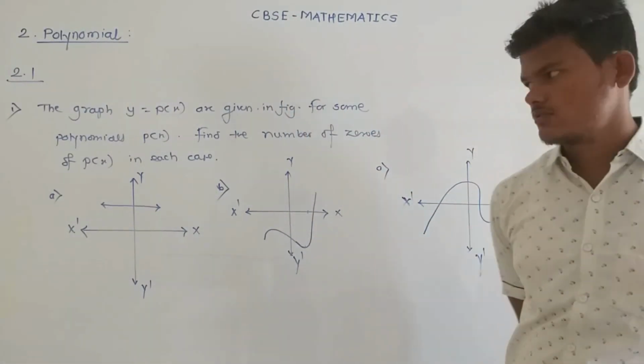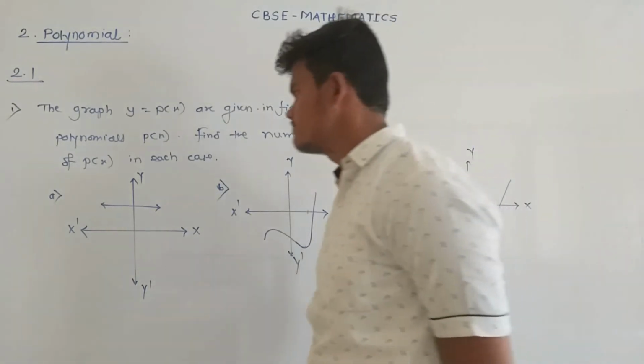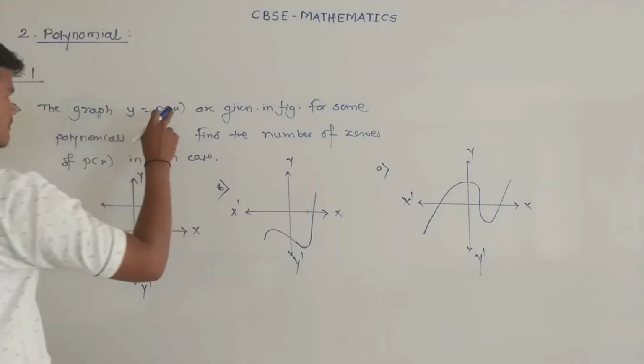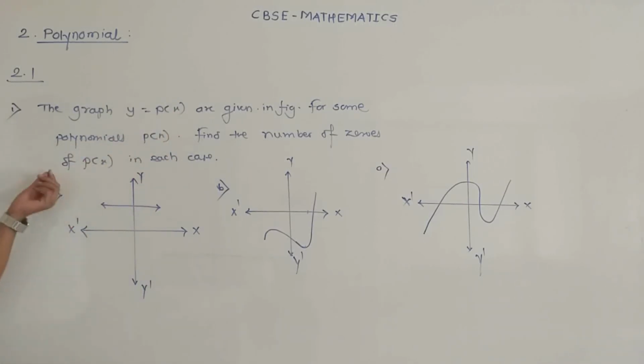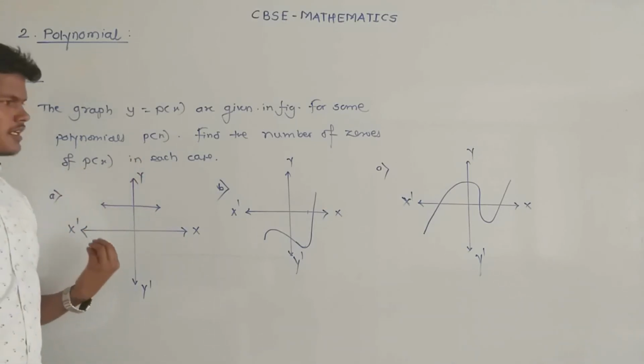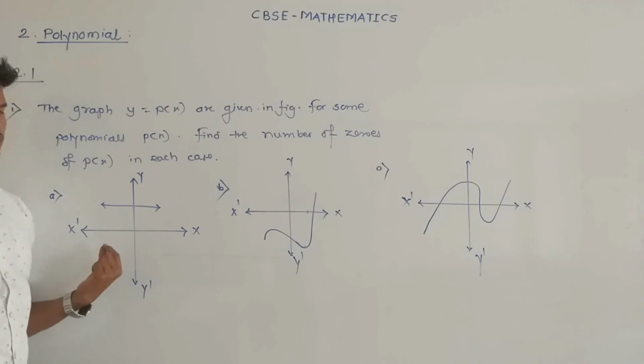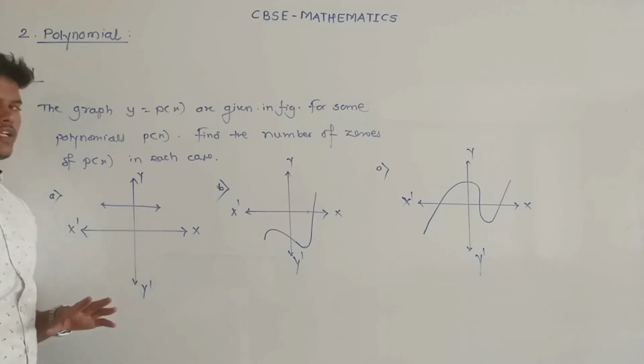for each case. So the first question is: the graphs y is equal to p of x are given in the figure for some polynomials p of x. Find the number of zeros of p of x in each case. There are 6 graphs and in each case we have to just find the number of zeros for the polynomial, that is y is equal to p of x.